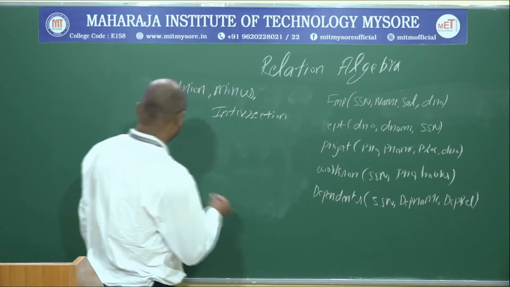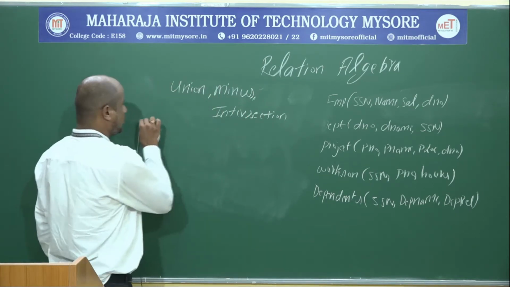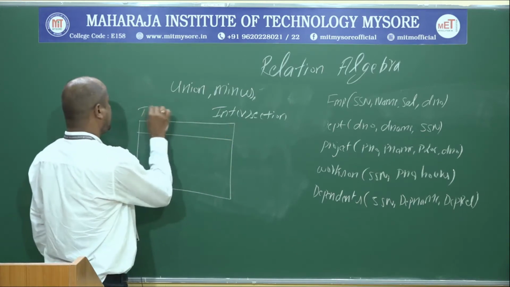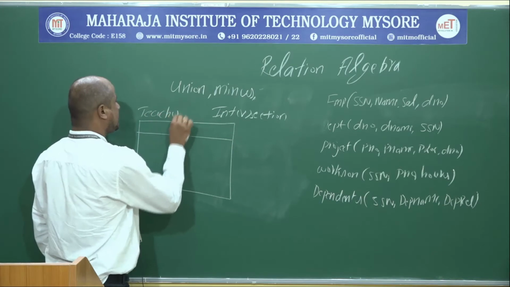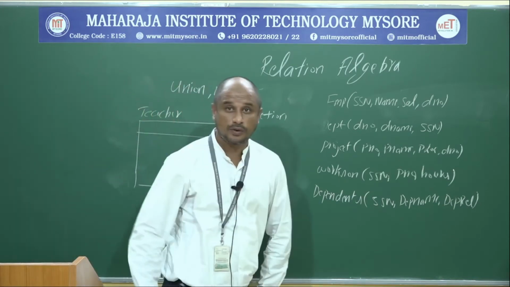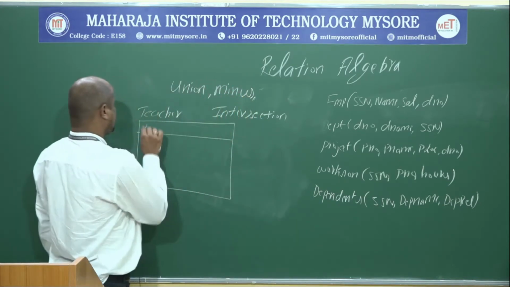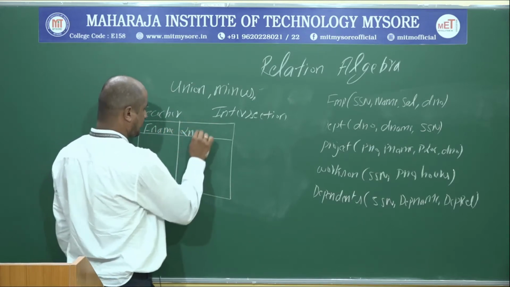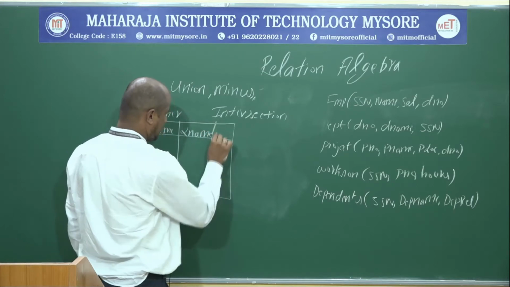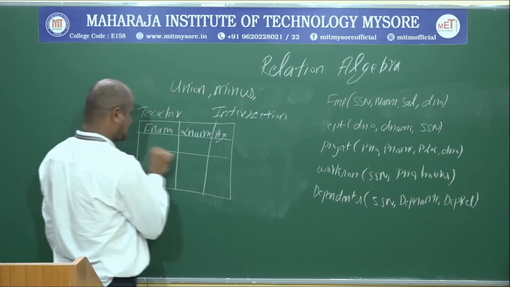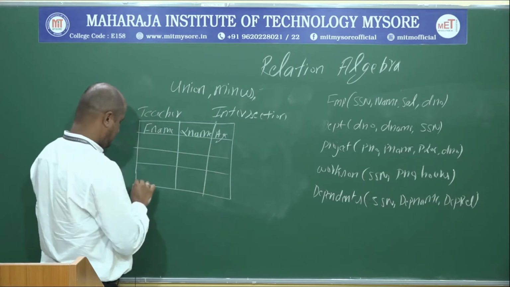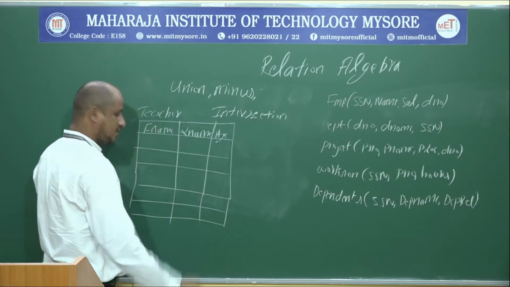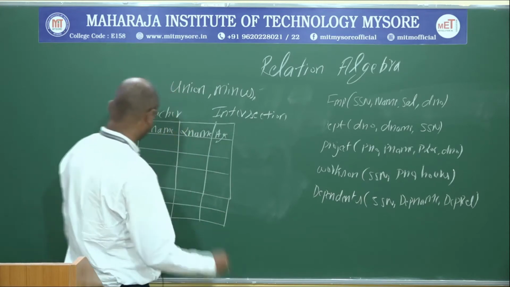So I will go with a nice example. I will take two tables. One is the teacher table. The teacher has first name, last name and age. Let's have 5 tuples.